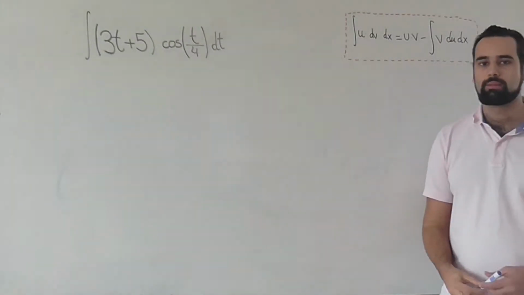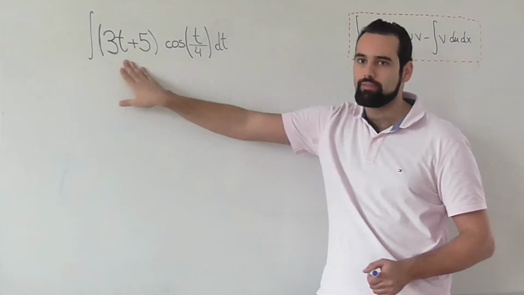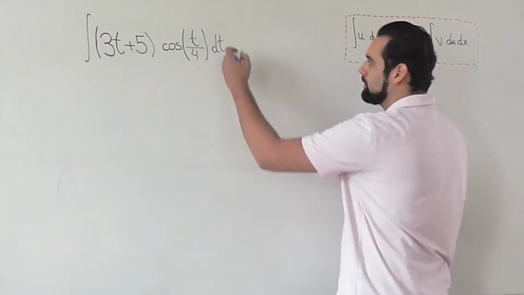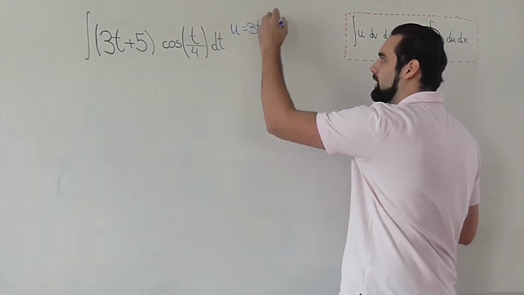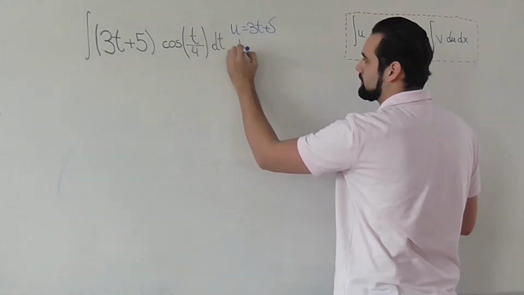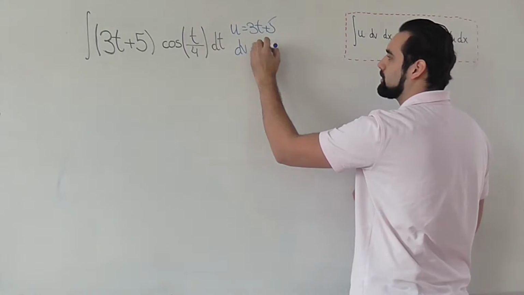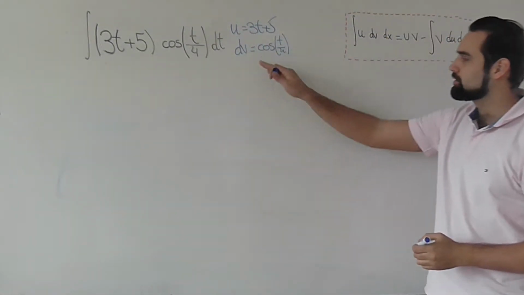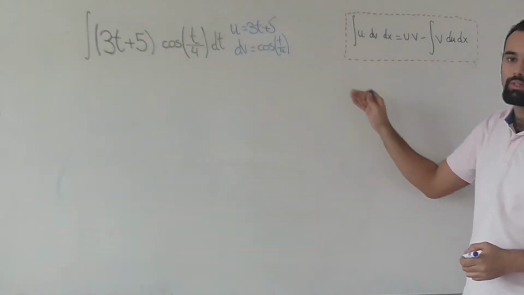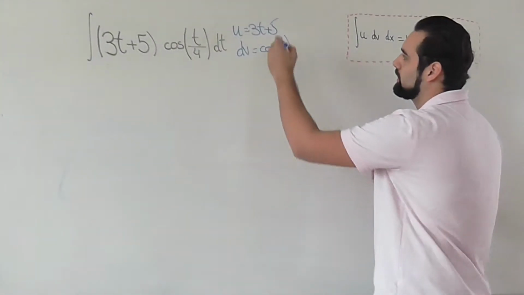So if we follow the x-limit rule, we will realize that 3t plus 5 is going to be our u variable, so u equals 3t plus 5, and then our dv is going to be the rest, so cosine of t over 4. We're also going to need du, and we're also going to need v. So we are going to calculate that now.